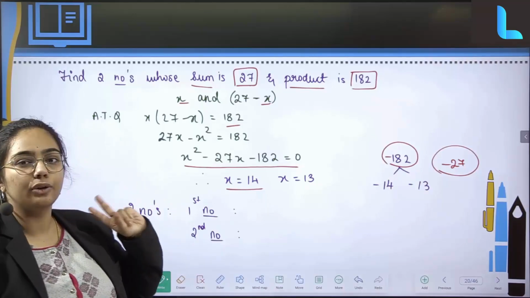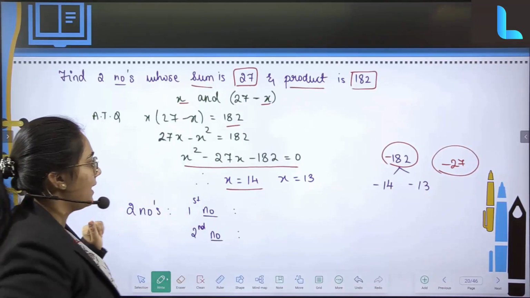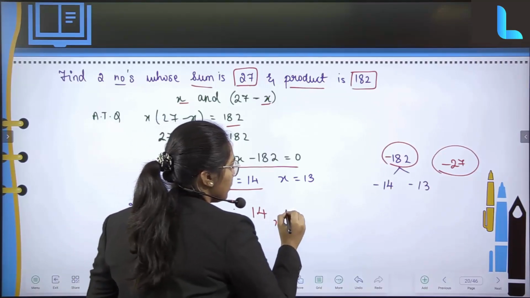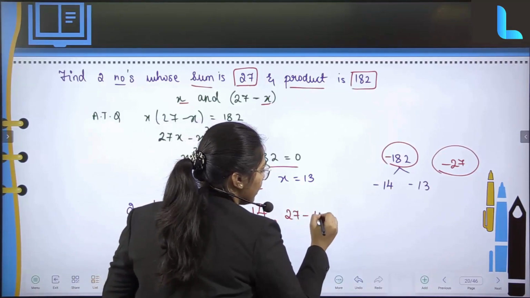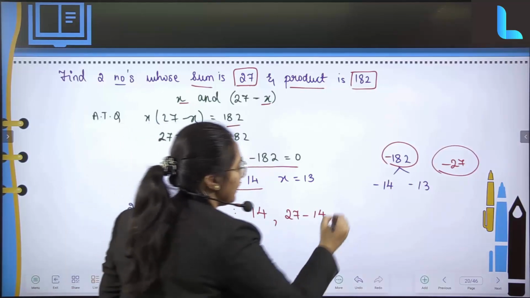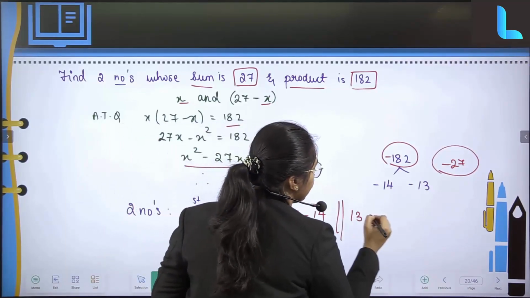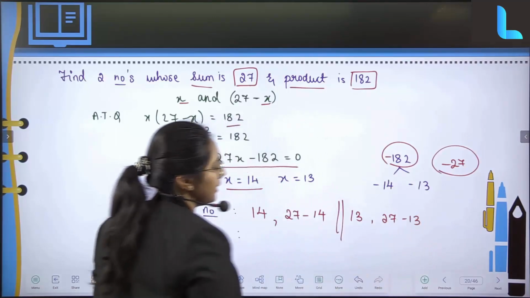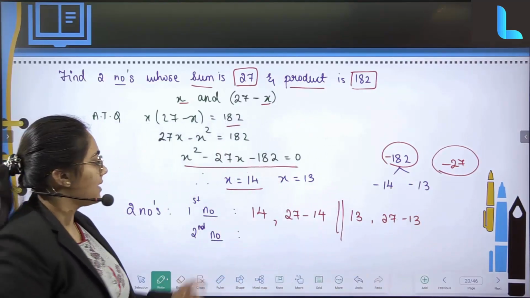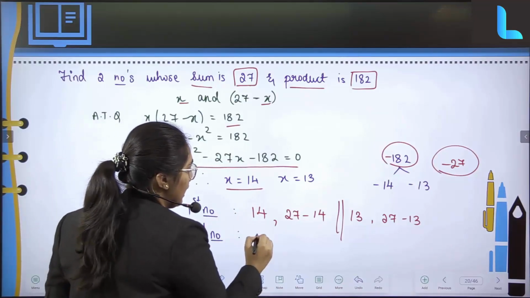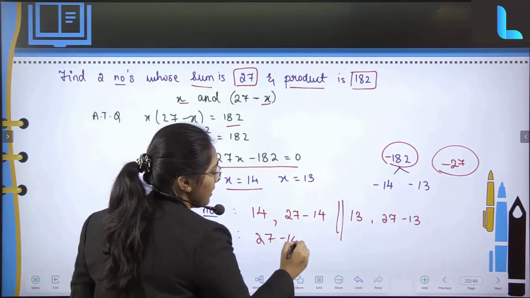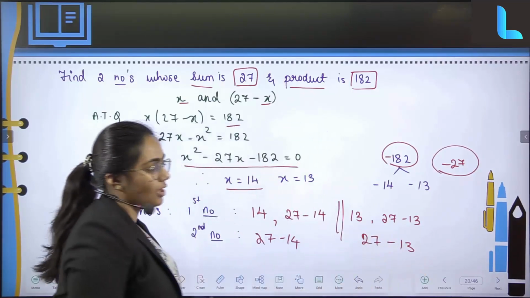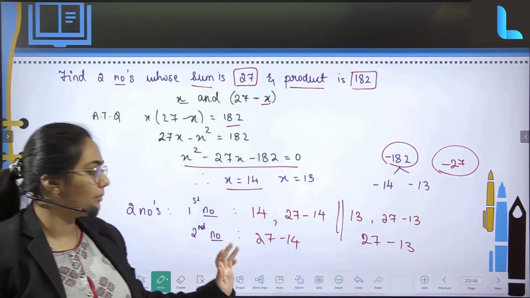You have to find out two numbers, is what the question has asked. If the number is going to be 14, the other number is going to be 27 minus 14, right? Similarly, if the first number is going to be 13, the other number is going to be 27 minus 13. It can be either way. If the first number is 14, the other number is 27 minus 14. Similarly, it depends on which number you consider as the first number.